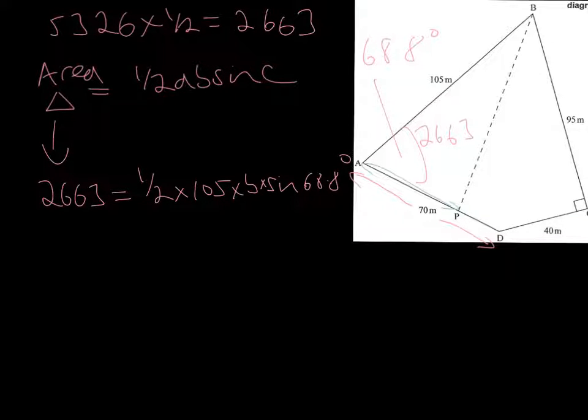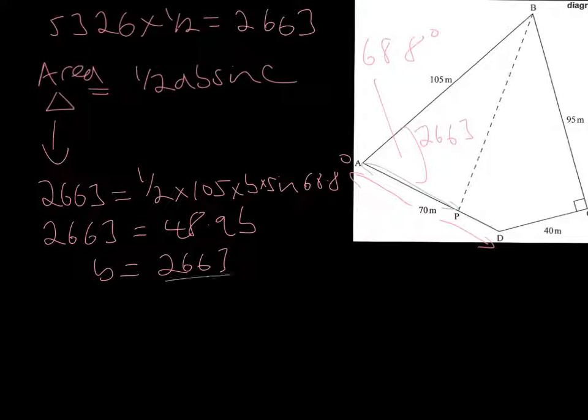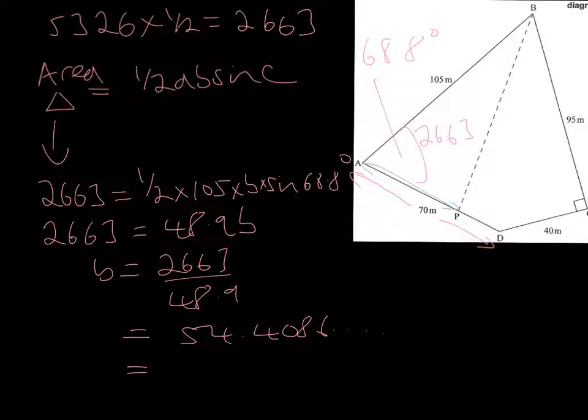So if we solve that, we end up with 2,663 is equal to 48.9b, which means that b is equal to 2,663 all over 48.9, and that gives us an answer of 54.4086. So if we round that to 3 significant figures, that gives us an answer of 54.4 meters.